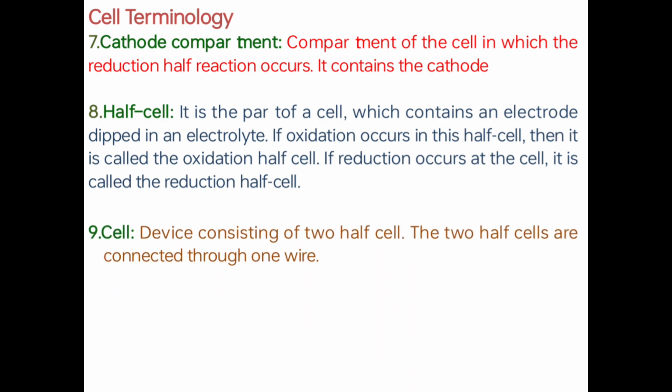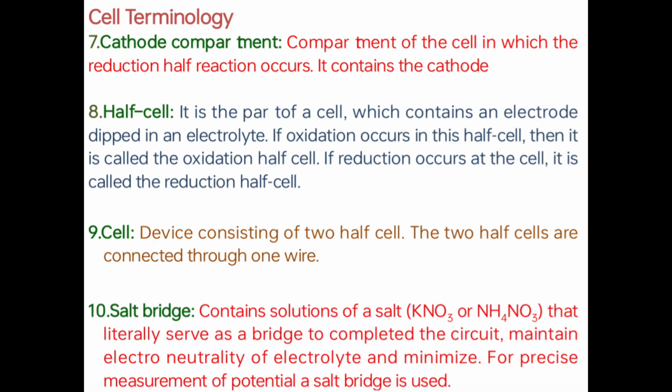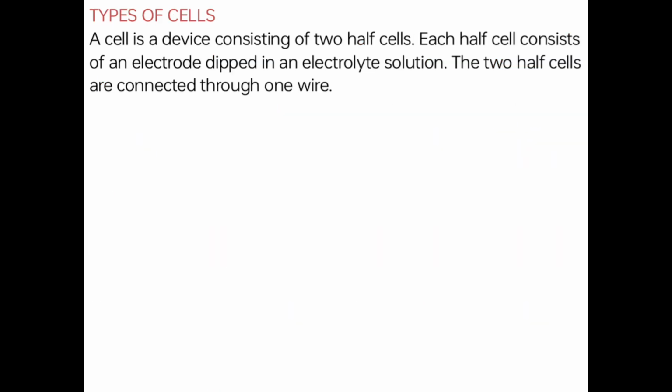Ninth one, cell: a device consisting of two half cells. The two half cells are connected through one wire. Last one, salt bridge. It contains solutions of salts, a mixed solution of KNO3 and NH4NO3, that serves as a bridge to complete the circuit, maintain electroneutrality of the electrolyte and minimize junction potential for precise measurement of potential.